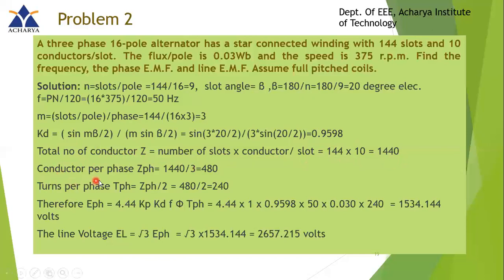Now find conductors per phase. So how do you find per phase? Divide by 3. Next, turns per phase, how do you find out? The number of conductors per phase, divide by 2.